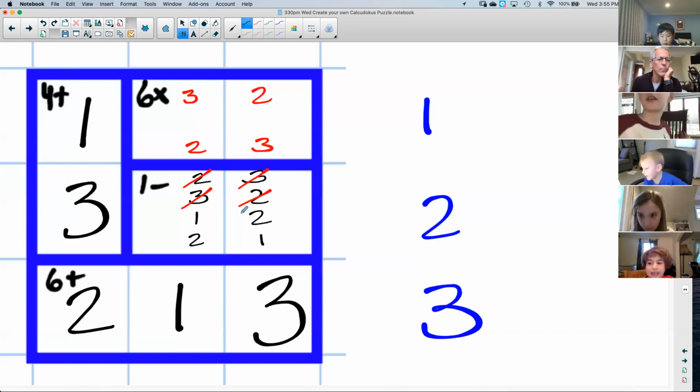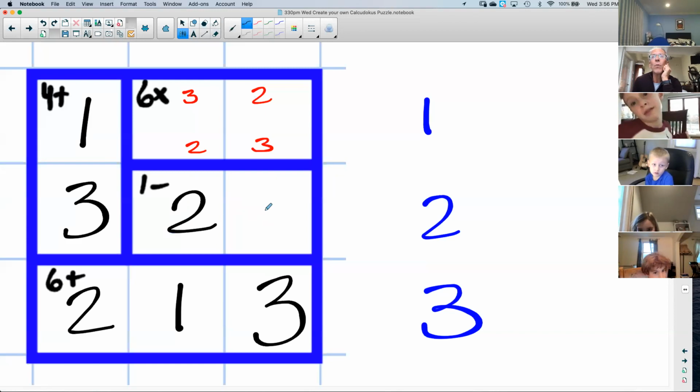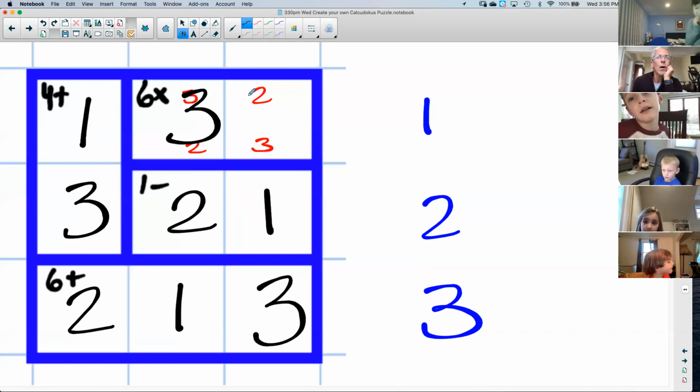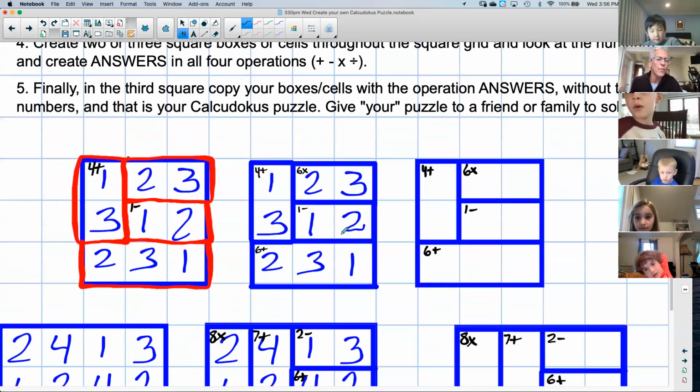A 2. 2 and a 1. Yes. Oh my God, whoever said 2 and 1 really understands this. This has to be a 2 and a 1, and then this guy has to be a what? A 3 and a 2. Oh my God. Guys, guess what? There are actually 2 different solutions for this puzzle. Isn't that amazing? Our solution isn't the only one.